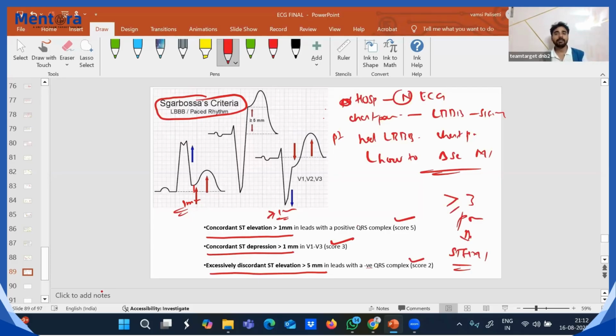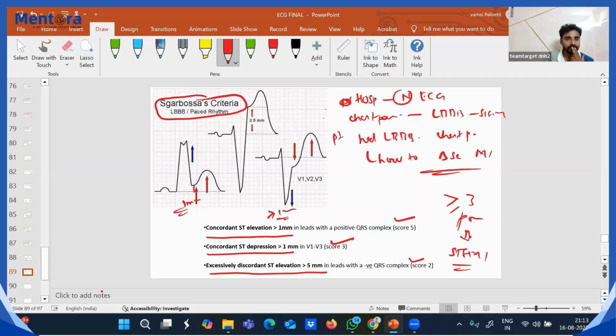So again I'm repeating, if any patient is having LBBB and ST elevation, we cannot say whether it is due to LBBB or because of MI. So further, they developed a criteria called Barbosa criteria. The criteria is concordant ST elevation, that means in leads which have positive QRS, ST elevation more than 1 mm, and concordant ST depression, that means in leads which have negative QRS, ST depression of 1 mm, and discordant ST, that means in a negative QRS, ST elevation of more than 5 mm. Then you can take it as discordant ST elevation more than 5 mm. They give 5 points, 3 points, and 2 points. If a score of 3 or more is there, they will take it as STEMI.